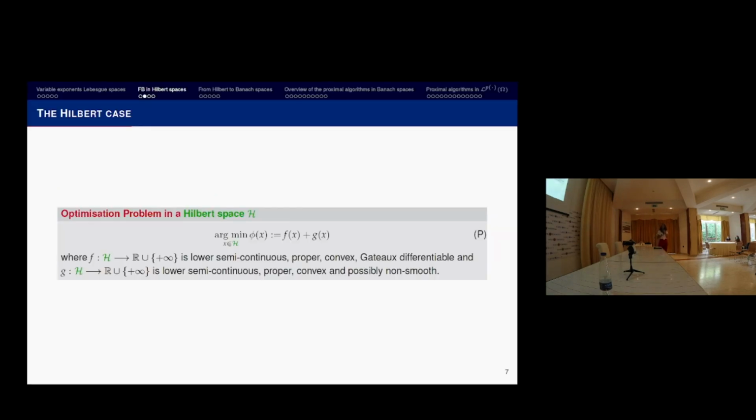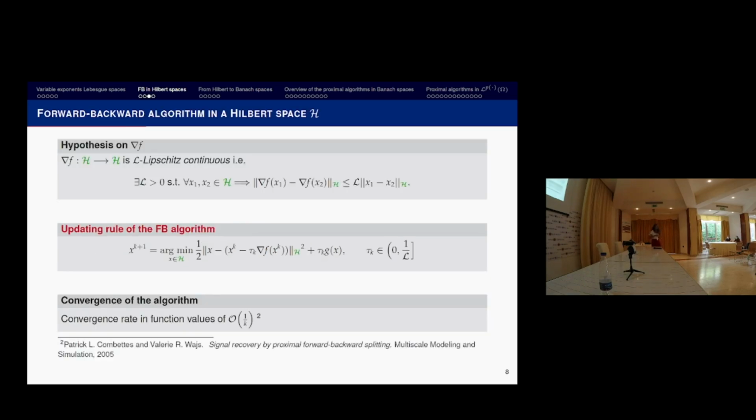Let's now focus on the resolution of the optimization problem, at first in a Hilbert space. So it is the usual context, and the algorithm that is used is the proximal splitting algorithm or forward-backward algorithm. And as hypothesis, we have the Lipschitz continuity on the gradient of f, and we choose the step size accordingly. And the updating rule is what you can see in the slide. Let's see it more in detail.